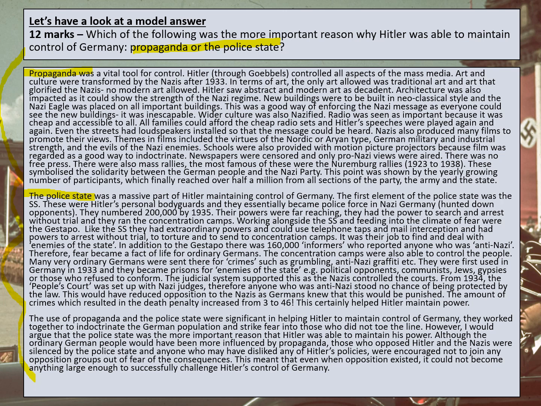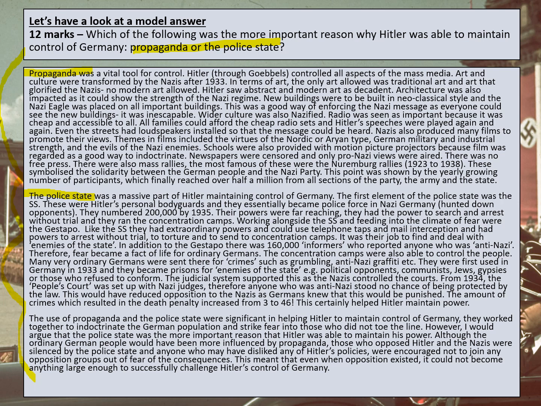Listen carefully. Propaganda was a vital tool for control. Hitler, through Goebbels, controlled all aspects of the mass media. Art and culture were transformed by the Nazis after 1933. In terms of art, the only art allowed was traditional art, and art that was glorifying the Nazis. No modern art was allowed. Hitler saw abstract and modern art as decadent.